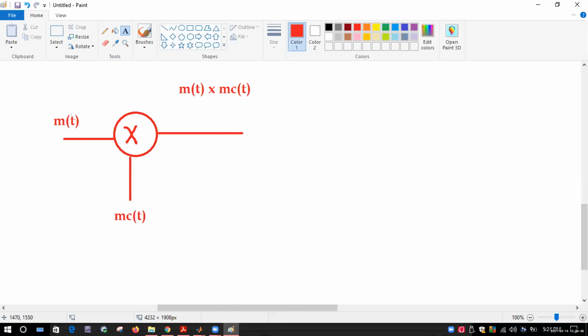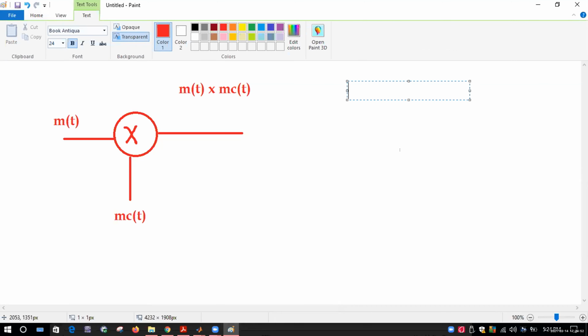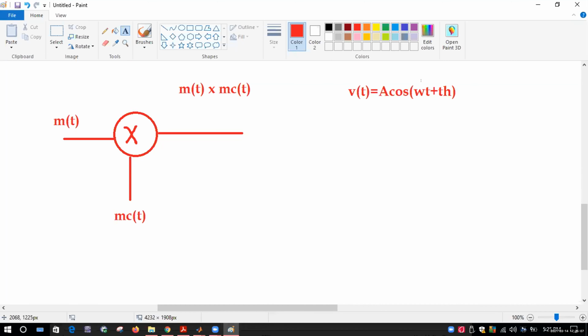How do we define M of t? Do you know that? How do we represent a sine wave? We say A cosine omega t plus theta, right? Yes. Theta, I will write here. This is a general representation of a sine wave.